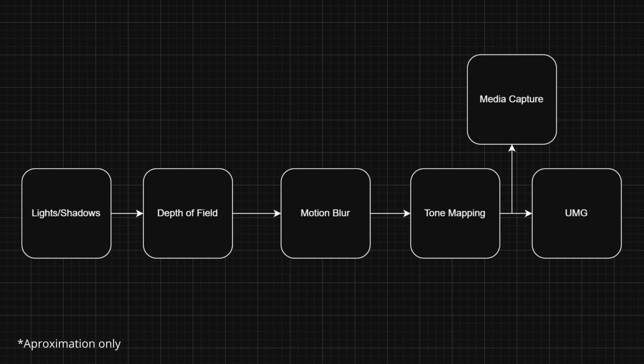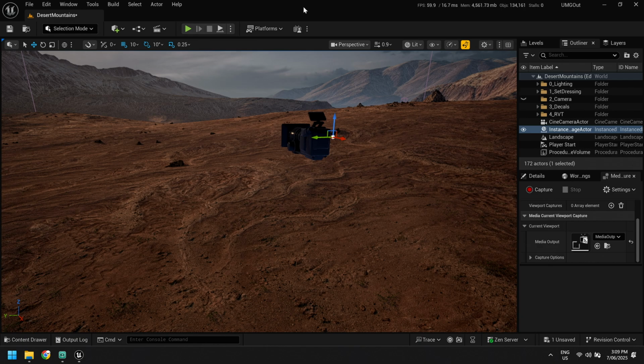So by default, if you were to add a UMG to your scene the way you're supposed to, or the way you do with video games, because of Unreal's rendering pipeline, and I'll be very brief about it, essentially Unreal renders your scene with lights and shadows. It then does things like motion blur and depth of field, post-process, tone mapping, and then it does UMG. Now the problem is that when you use the media capture system, so this window down here, it takes it after the tone mapping but before UMG, so your UMG never shows up in your output.